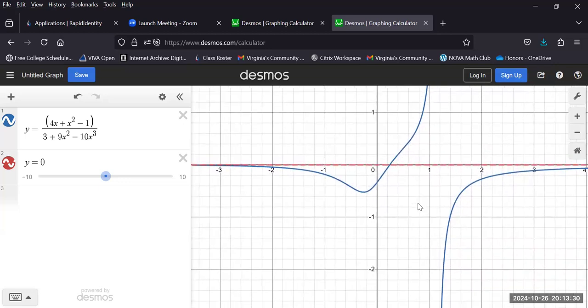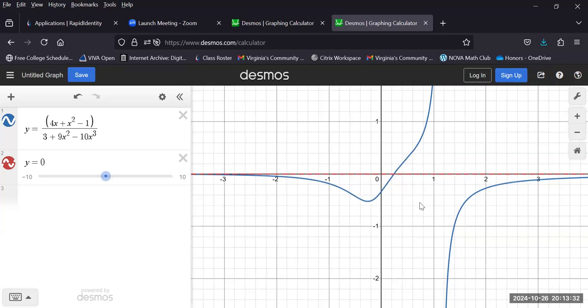Okay, so that is something to keep in mind: a graph may cross its horizontal asymptote, but it will never cross the vertical asymptote.